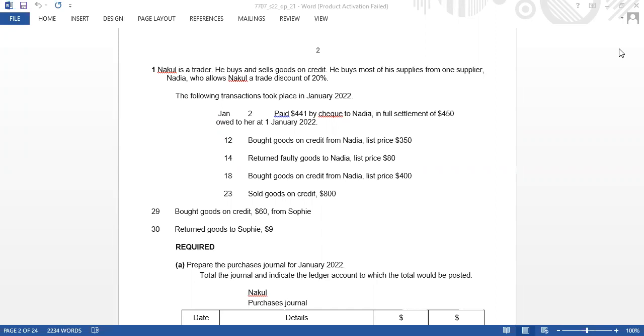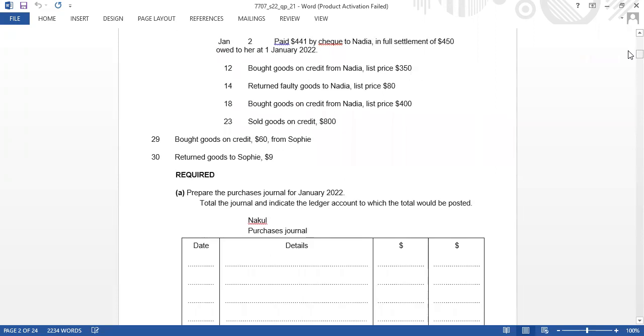We are starting with the 7707 accounting paper of summer 2022, variant 21. Nakul is a trader. He buys and sells goods on credit. He buys most of his supplies from one supplier, Nadia, who allows Nakul a trade discount of 20%. The following transactions took place in January 2022. The requirement is to prepare the purchases journal for January 2022, total the journal, and indicate the ledger account to which the total would be posted.